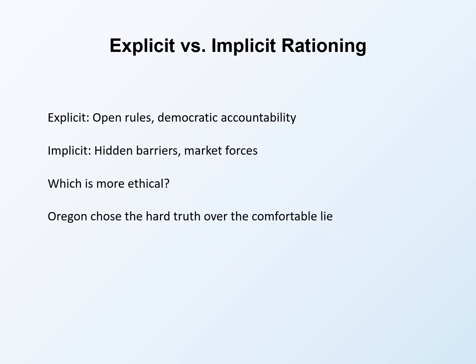The core ethical debate here is explicit versus implicit rationing. Explicit rationing, Oregon, is honest. It allows for democratic debate. If you don't like the list, you can vote out the legislature. Implicit rationing, the current U.S. system, is dishonest. It hides the decisions in the fine print of insurance contracts or the bank accounts of patients. Oregon argued that the hard truth is better than the comfortable lie. They argued that justice requires us to face the limits of our resources together, rather than letting the poor quietly fall out of the system.